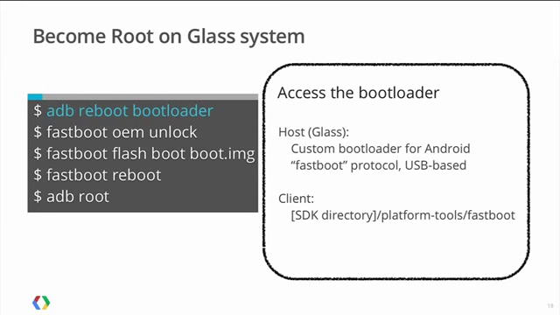Now, in order for your laptop to talk with a Glass in this bootloader state, you'd want to use the fastboot tool that you downloaded in the similar way that you downloaded the ADB tool. One thing to note though is I actually tried on multiple platforms and only the fastboot tool from the Linux platform works, and the Mac version unfortunately does not work. So keep that in mind.